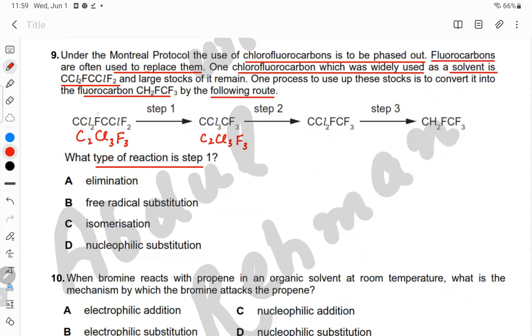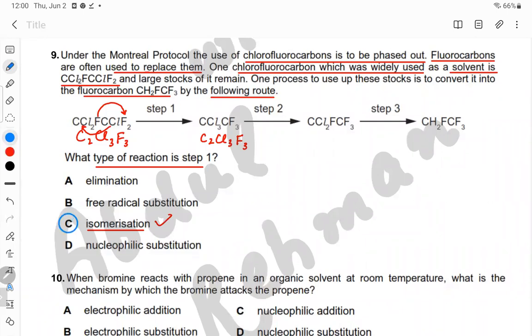But if you look at the structural formula, you will find that this fluorine is shifted from the first carbon to the second carbon, and this chlorine is shifted from the second carbon to the first carbon. So the molecular formula is the same for both reactant and product, but their structures are different. It means an isomer is formed, and when an isomer is formed, that reaction is considered isomerization. So C is our correct answer. Very good, Hoor.